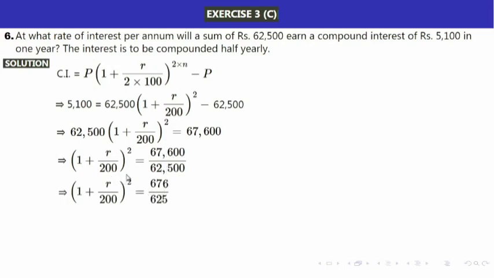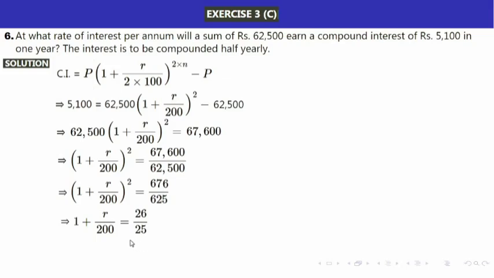Now the power is 2 here, isn't it? So you can do one thing. If you write only 1 plus r by 200, you can take the square root here. Or else you can express this in the power of 2. If you take the square root, then you get 1 plus r by 200 here, and the square root of 676 is 26, the square root of 625 is 25.